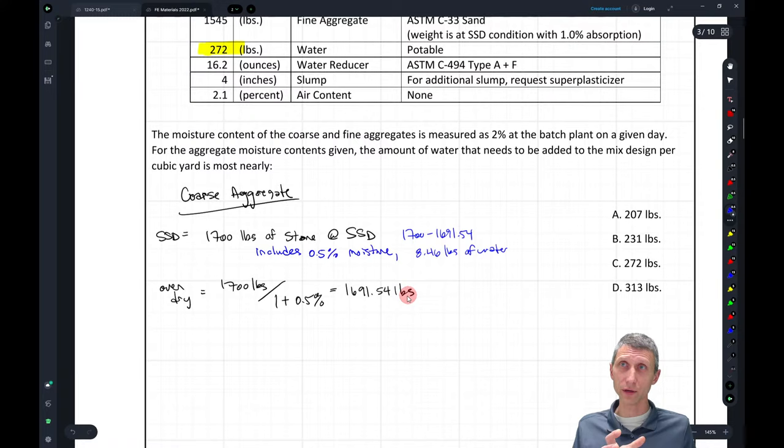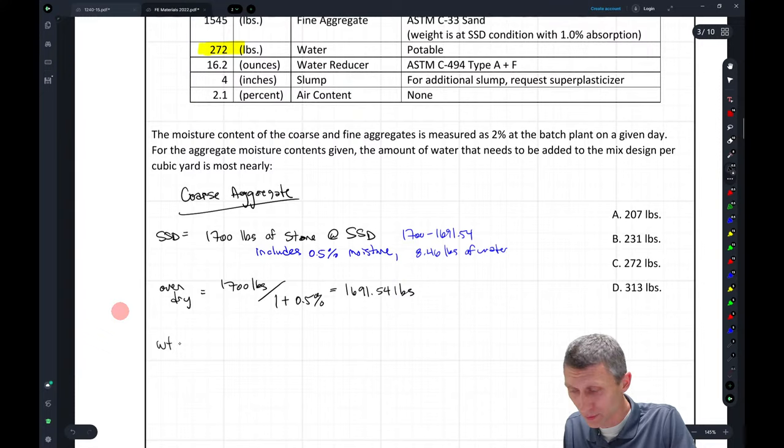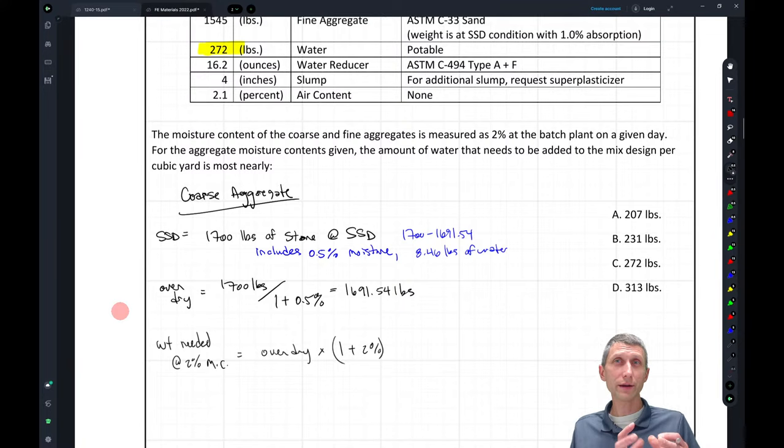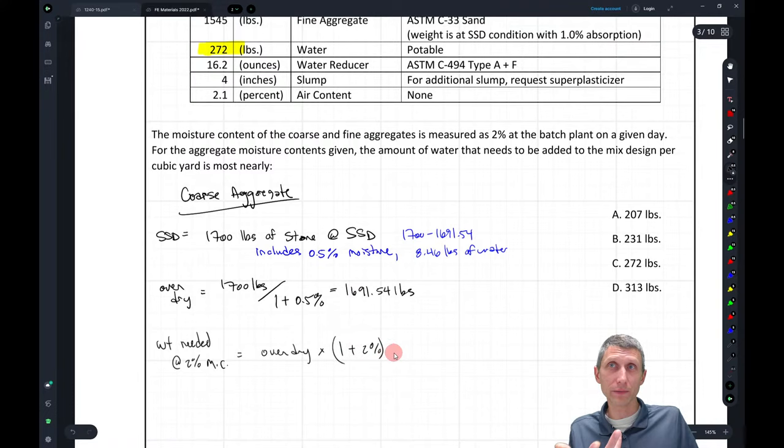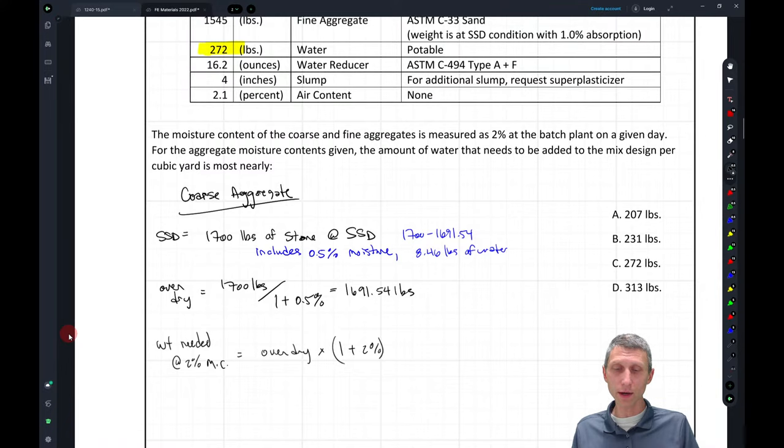But what we know is we're actually at 2%. So what does that mean? What that means is the weight of aggregate needed at 2% moisture content equals what? Well, it equals the oven dry times one plus 2%. That makes sense? So we're trying to figure out, okay, we have the stone. It's not at saturated surface dry. It's not at SSD. How much stone do we actually need to get 1,700 pounds at SSD? Well, we have to multiply it times 1 plus 2%. So we take that 1,691, multiply it times 1.02, and we're going to get like 1,725.37.